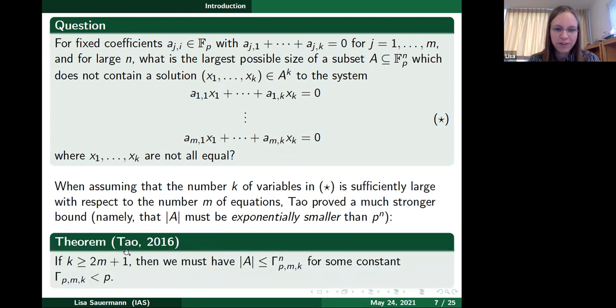And so here's this theorem of Tao, which says that if k is at least 2m plus 1, so k is sufficiently large with respect to m, then for such a set A without a solution x1 to xk to the system star where x1 to xk are not all equal, such a set A must have size at most gamma to the n for some constant gamma, which is strictly smaller than p. So note that if gamma was equal to p, this would be trivial, right? Because A is a subset of F_p to the n. So A is at most p to the n, that would be trivial. But the point is that Tao's result here gives exponentially better bounds than p to the n.